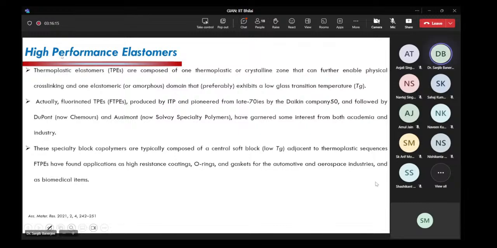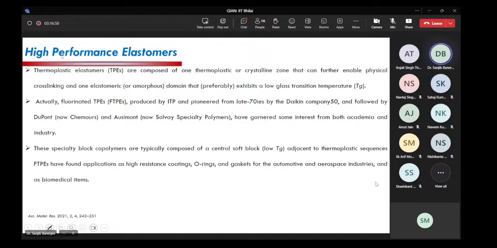Okay, so let me ask Anjali first. Anjali, if you can answer, what is glass transition temperature? Yes, sir. Sir, the temperature at which the polymer undergoes the transition from glassy state to rubbery state. Okay, this is known as glass transition temperature, Tg.